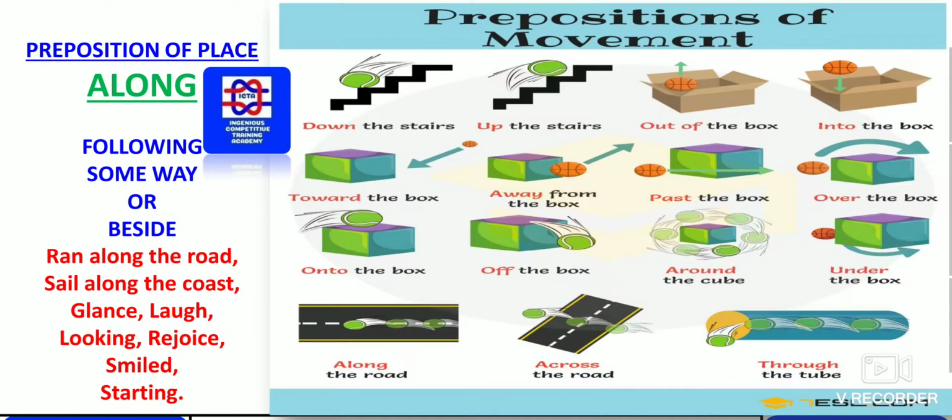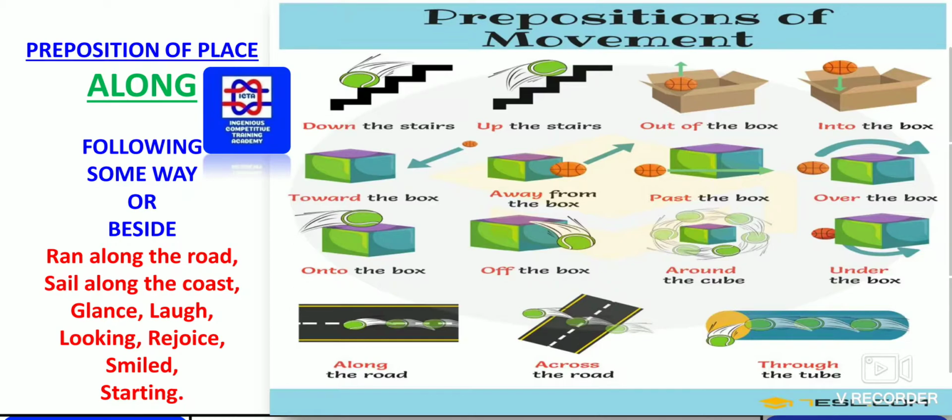Preposition of place, that is along. How this along has been used as a preposition. The meaning of along is following some way or beside. As you can see down below, the sentences are: He ran along the road. Sail along the coast. Glance, laugh, looking, rejoice, smiled, starting. So these are a few things to be remembered where we can use along.